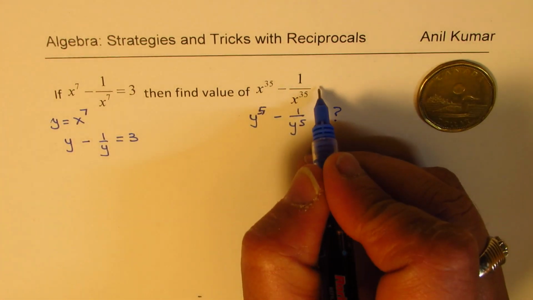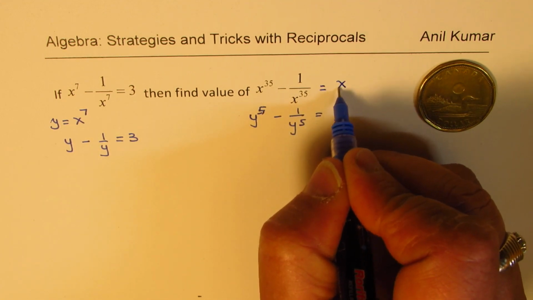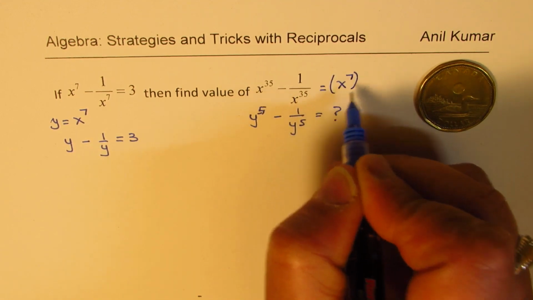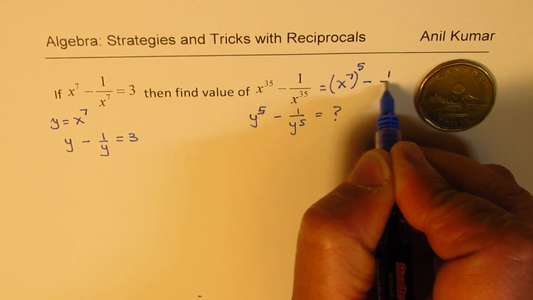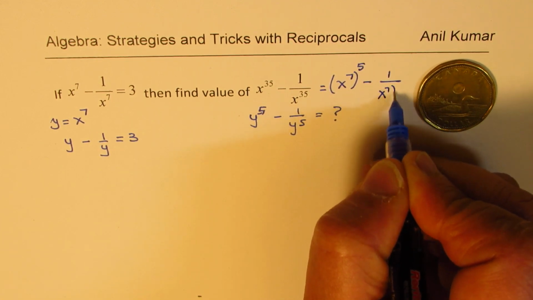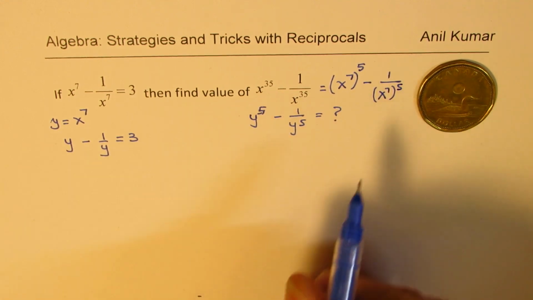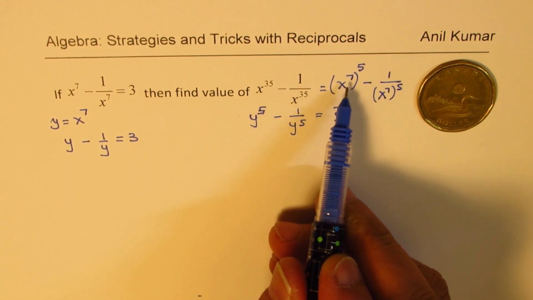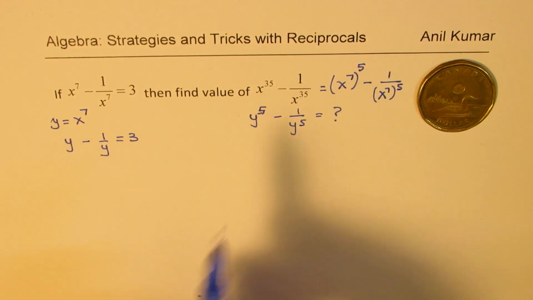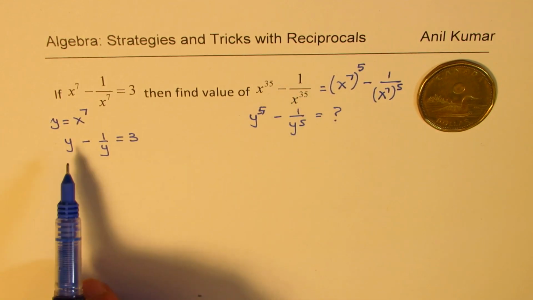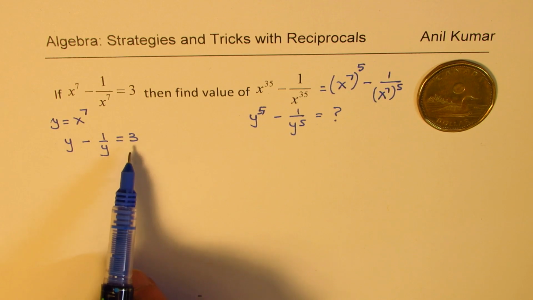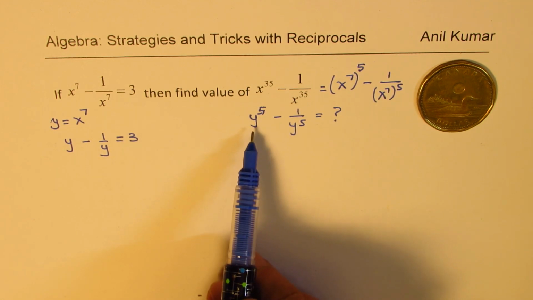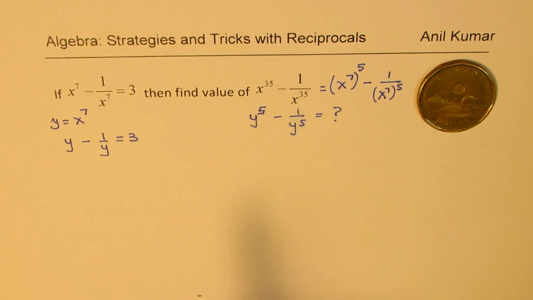So basically, let me write here. I wanted to write like this: x to the power of 7, to the power of 5, right? So that is x to the power of 35 minus 1 over x to the power of 7 to the power of 5. Now we substituted x to the power of 7 as y. So the question now becomes, if y minus 1 over y equals 3, find the value of y to the power of 5 minus 1 over y to the power of 5.